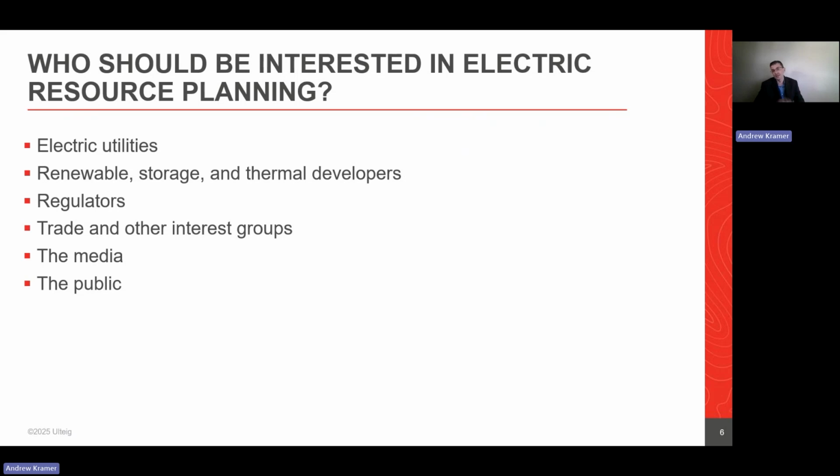All of these different parties have interests in terms of electric resource planning, and we're going to show you specifically how you're influenced by it and how you can potentially influence it as well, just from knowledge and the overall what we call stakeholder engagement process as we go through this broader discussion on electric resource planning.